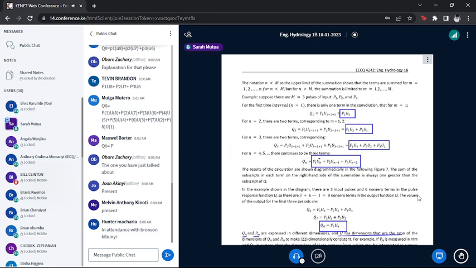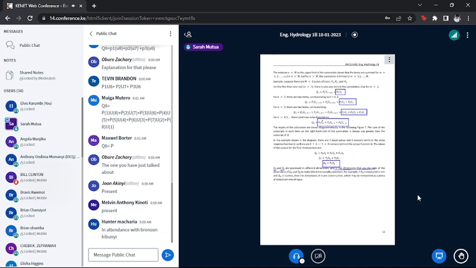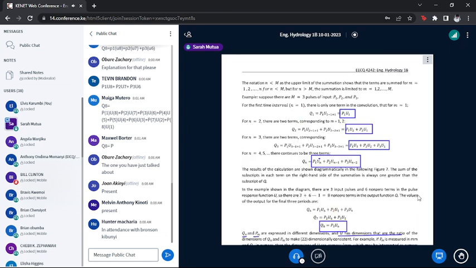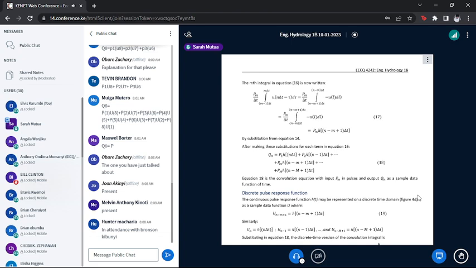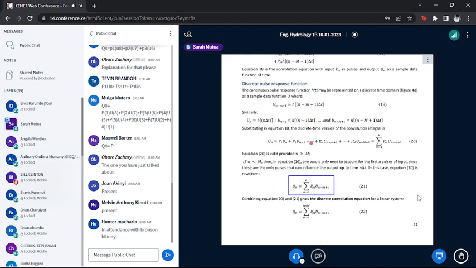Okay, so first we start with the explanation. What was his name? Obure asked, and he's offline. He asked, we explain about what we have just talked about. So I said the discrete convolution equation for a linear system is the core. It is the core of unit hydrograph analysis.